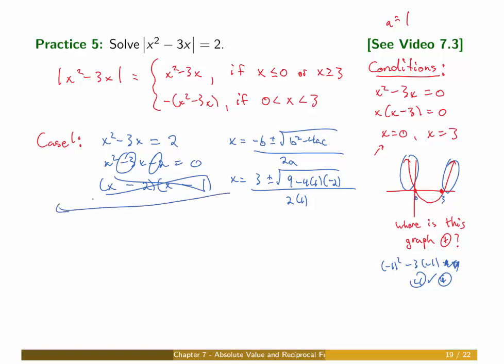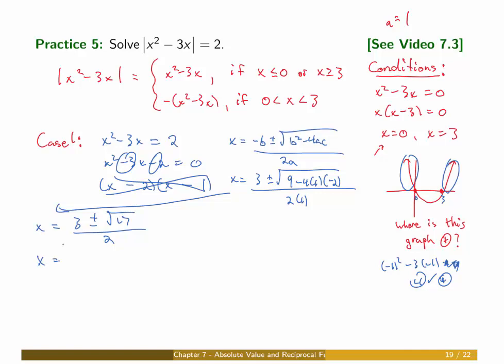So what does this come out to be? This comes out to be x equals 3 plus or minus square root 17, all over 2. Okay, we don't know if that's a solution yet. We can check. I'm going to convert them to decimal form so we can check.